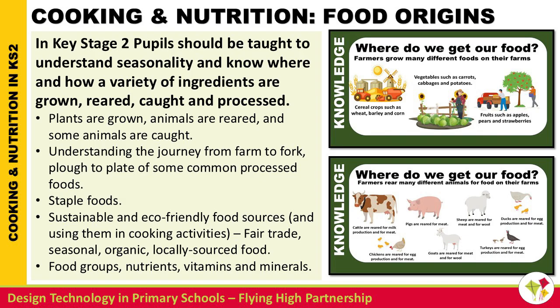They can learn about some common processed foods such as bread or yogurt and understand how they are processed and their journey from farm to fork. Cooking and nutrition units of work are also opportunities for further learning about food production in terms of the different staple foods that are eaten around the world, sustainable and eco-friendly food production, fair trade food, sourcing food locally, and understanding the role of different food groups, nutrients, minerals and vitamins in keeping our bodies healthy and fit.